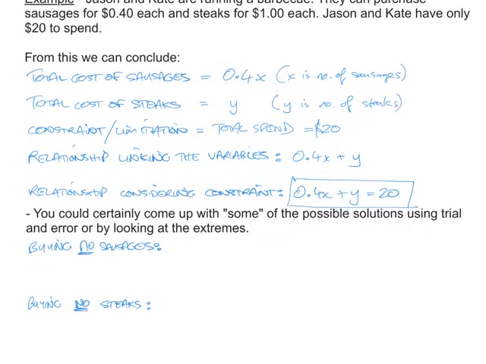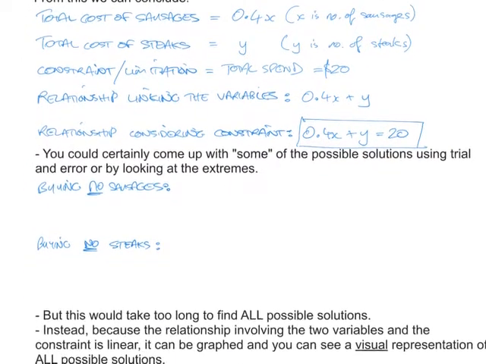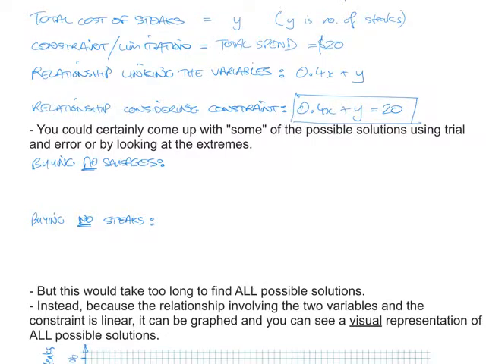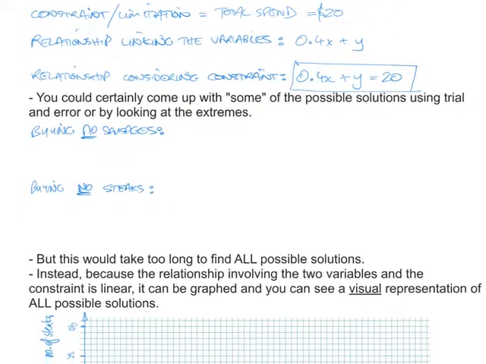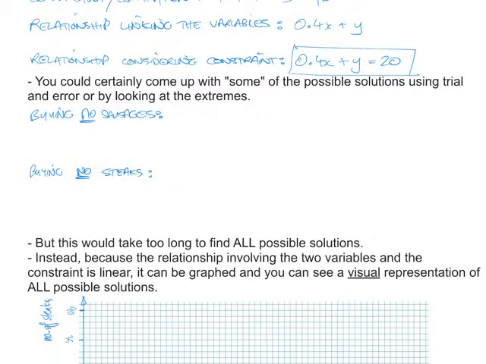Now, you can certainly come up with some of the possible solutions to this. This is an equation, okay? We could come up with solutions that equal 20 by using trial and error, or by having a look at the extremes. So I'm not going to show a trial and error example here, that would take too long, but let's pretend that we were buying no sausages. So in that case, 0.4 times 0 sausages plus y is equal to 20.